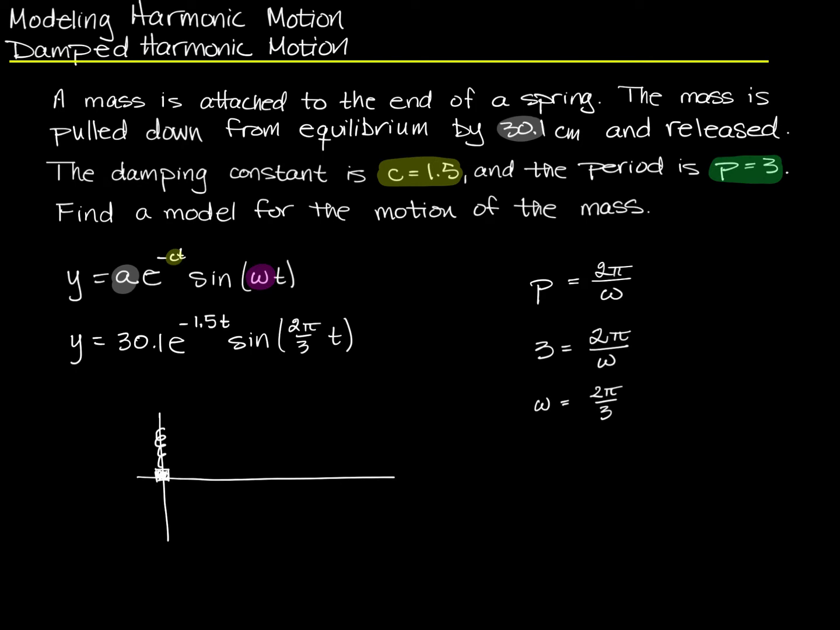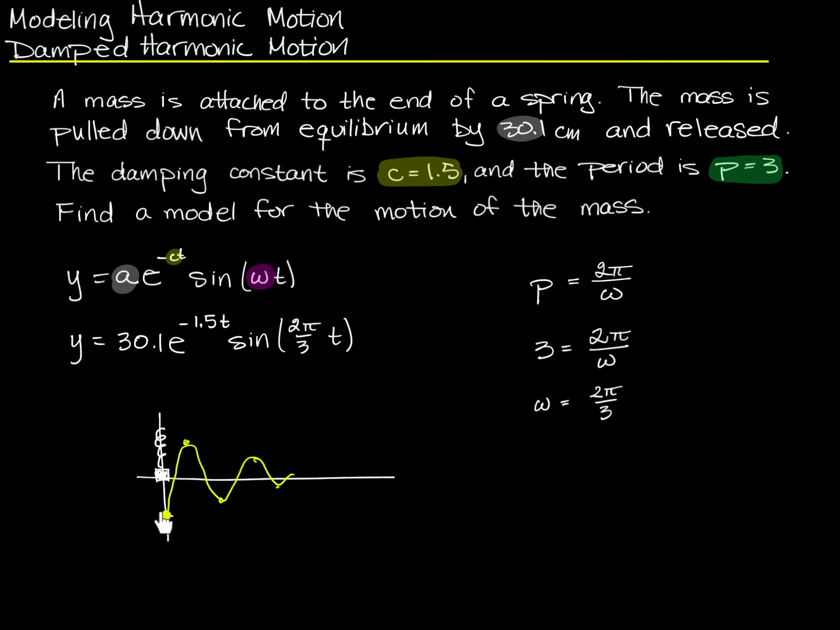Now, before you let it go, you're going to pull it down from equilibrium by 30 centimeters. You're going to start by moving it down here. So once you do that, that's actually where the thing is going to start. And then you release it, and it goes up and down and up and down. So what kind of curve does this look like? It looks more like a cosine than a sine.